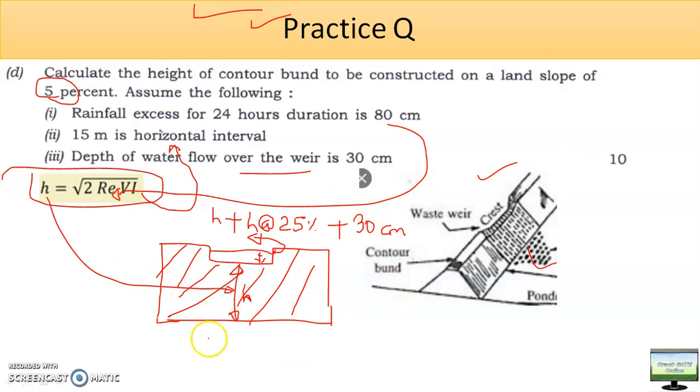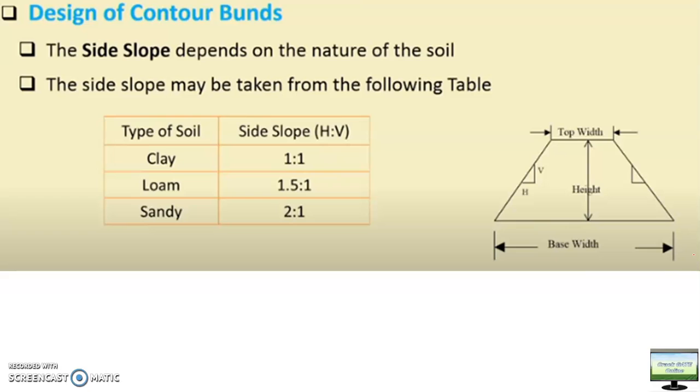I think it is clear what is the difference between the total height and the impounding height, and if the water flow over the weir is given, how you will calculate this. Okay, so let's move forward into the design of the contour bund. As I told you, in contour bund you need to calculate the dimensions of the bund. So here it is base width, top width and the total height.